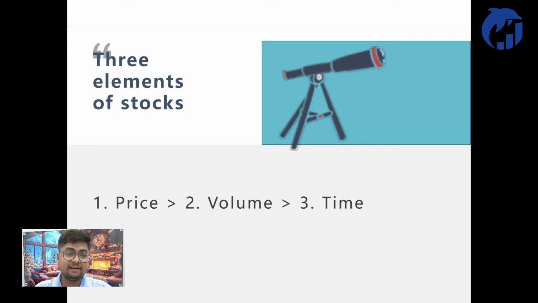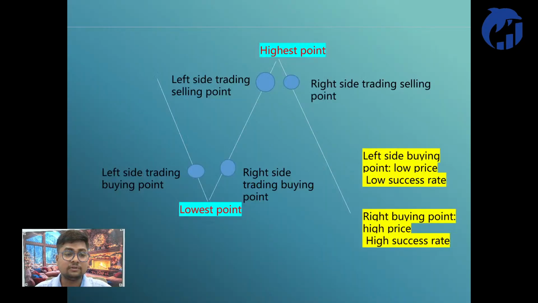Now just have a look. We have talked about price, which plays a very important role. Price has the highest importance, so we will mark it 3 points. Volume has second importance, so 2, and time is the least important. So where you are making an entry, time is not that important.